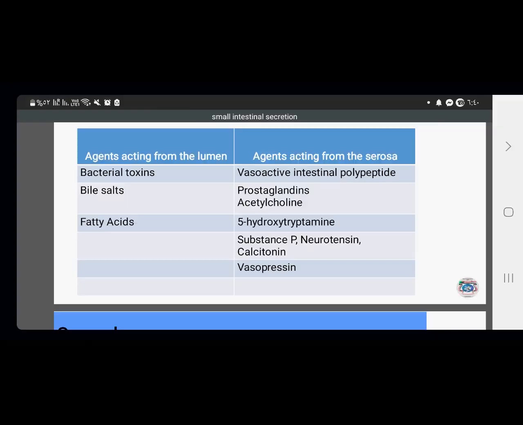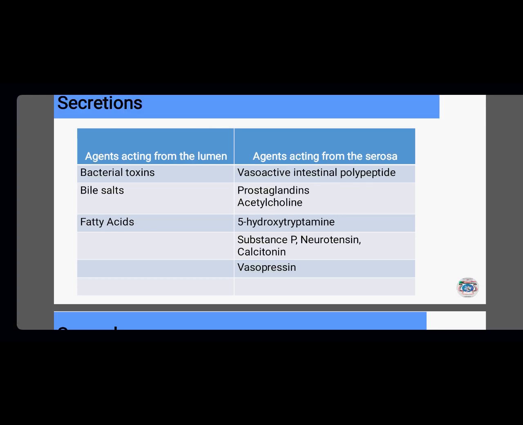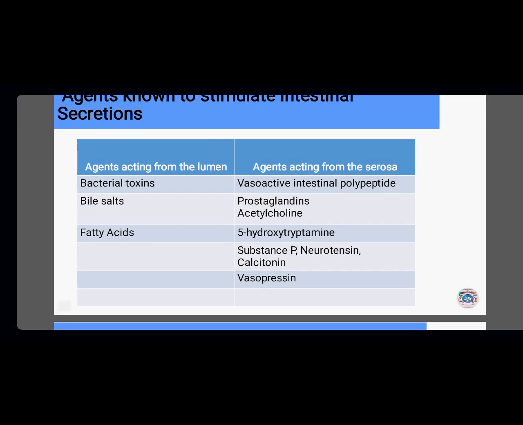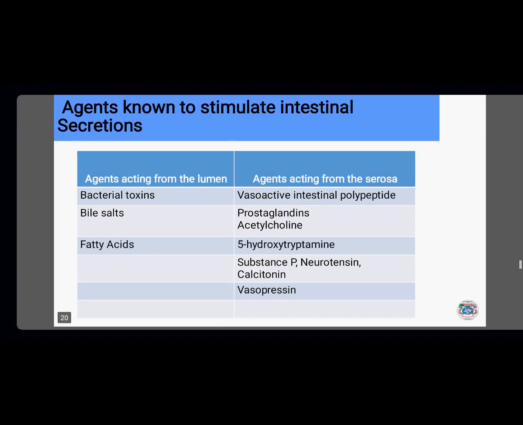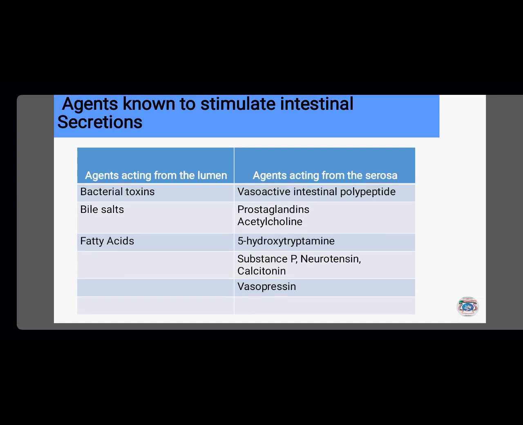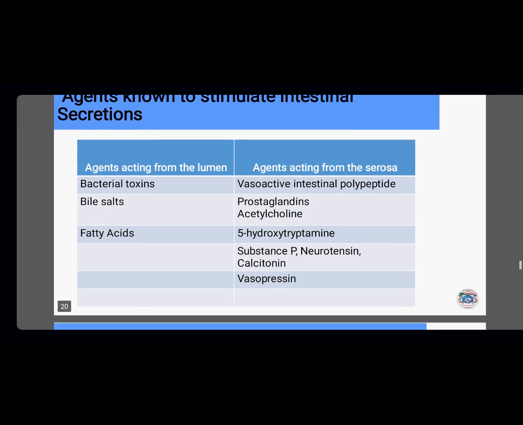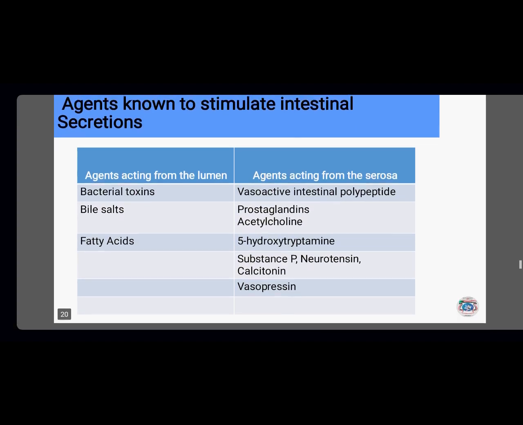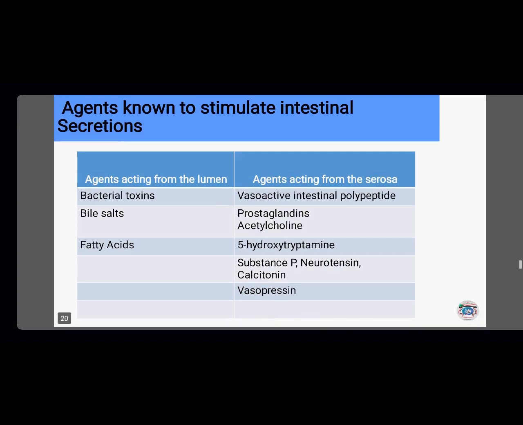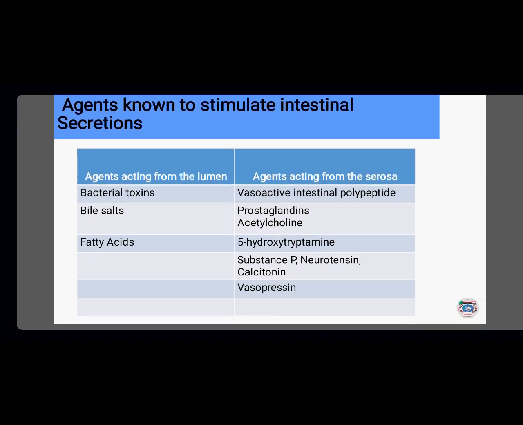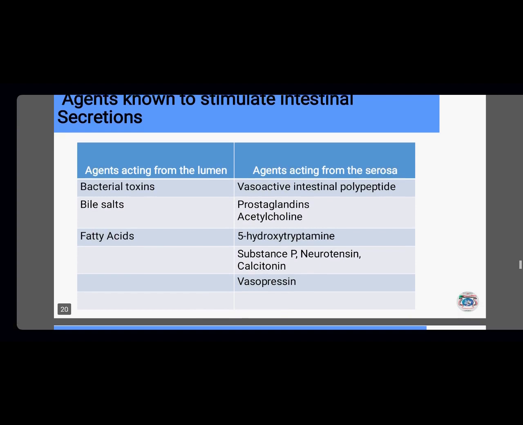Okay, here we said we have a summarization of agents acting from the lumen in the left column, and in the right column we have agents acting from the serosa. Serosa means these agents go through the bloodstream, while lumen, as you know, is the intestinal cavity. Bacterial toxin, secretin, bile salts, and fatty acids all increase secretion through the lumen.